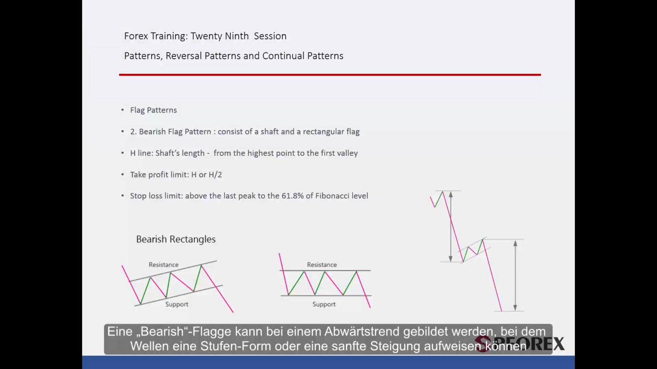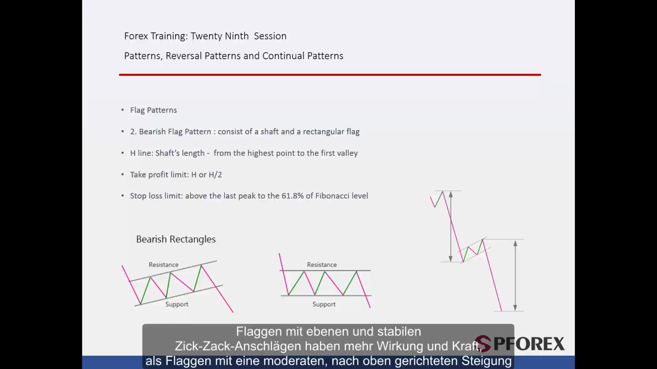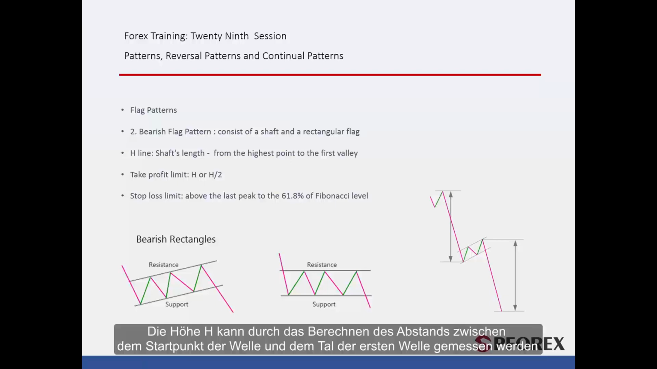A bearish flag can be formed on a downward trend, in which waves may have a level shape or a gentle upward slope. A flag with level and steady zigzag swings would have more effect and power than a flag with a moderate slope towards the top. Height, h, can be measured by calculating the distance between the starting point of the shaft and the valley of the first wave.